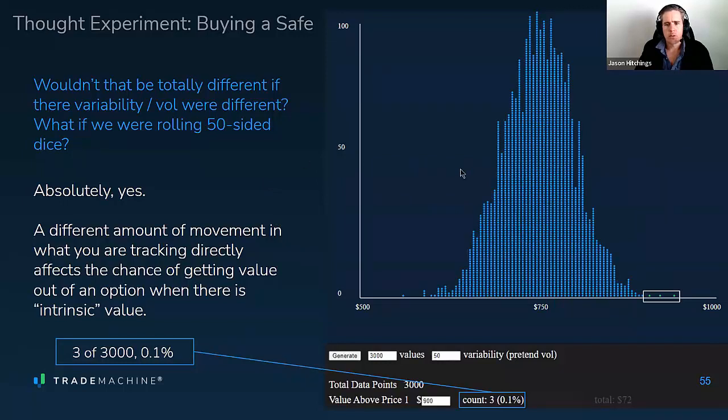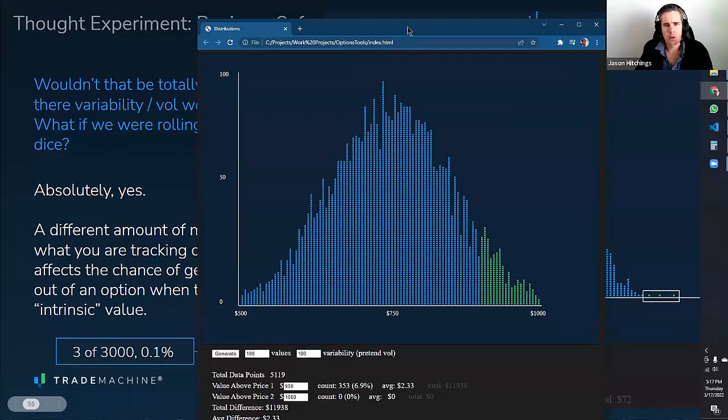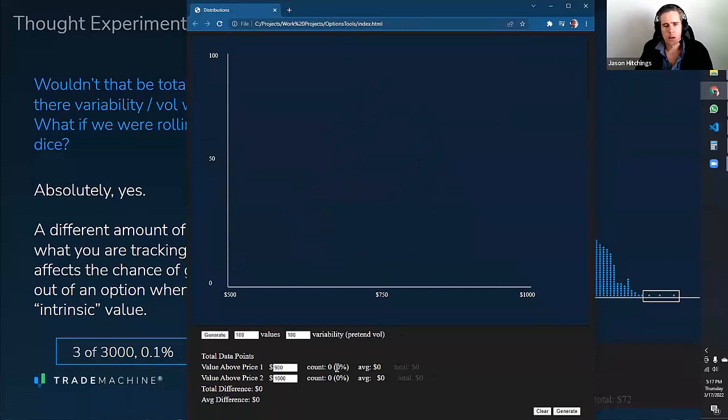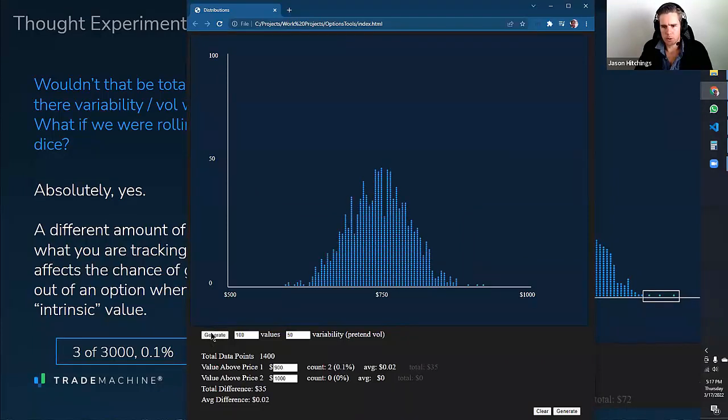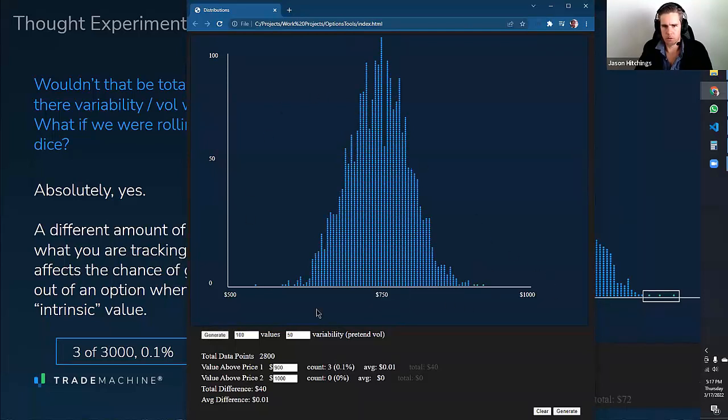So let's look. Let's roll with the 50-sided dice. And it turns out that, yes, when you roll 50-sided dice, a much, much lower percent end up in the money. And if we want to do it for ourselves, we can do it here. We're going to roll this time a 50-sided dice. We're tracking value above 900. And as we generate that, you can see just a couple little green ones start to emerge. It'll be slightly different for different rolls because this is generating the numbers randomly, but you can see that only a few percent, not even a few percent, a few tenths of a percent are ending up in the money.